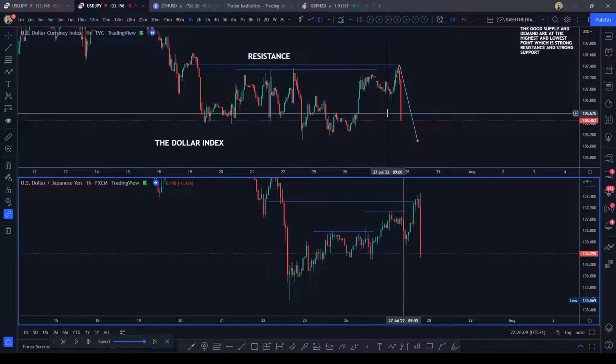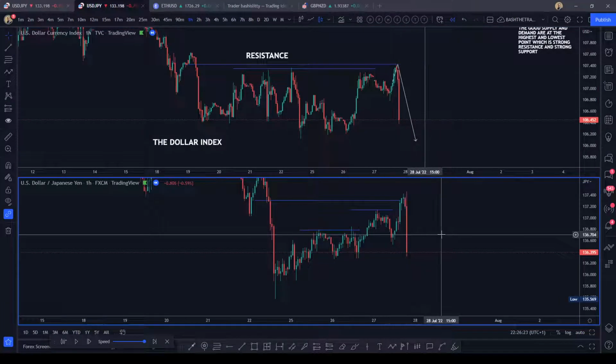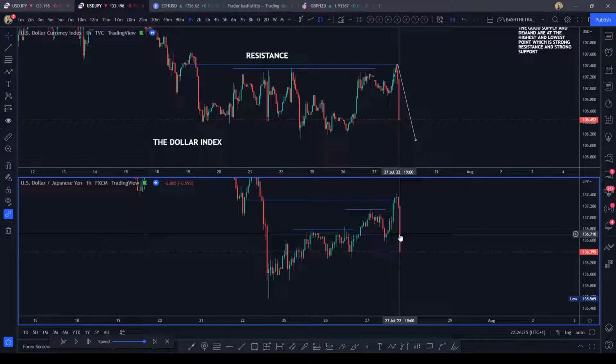On the dollar index. So if you guys are trading, sometimes if you are trading the USD pair, sometimes you can take a look at the DXY to help you have an overall directional bias, right? So you see how the USD yen started to sell.